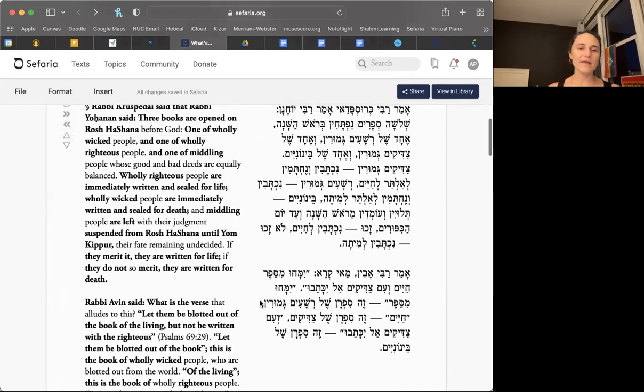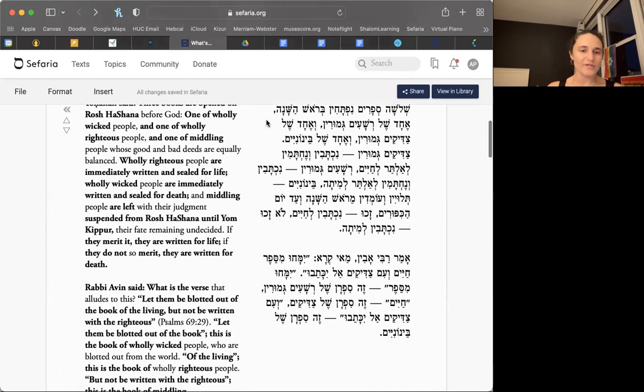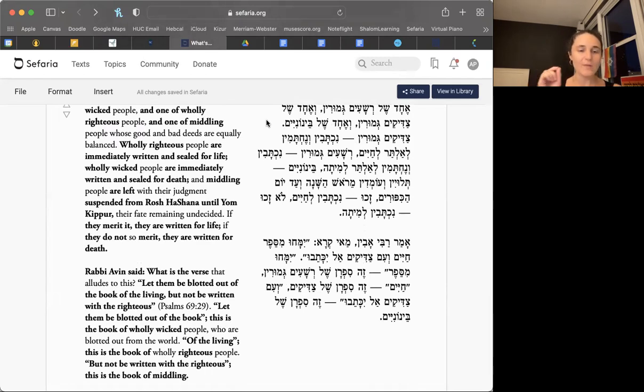So it seems that these three books are opened up, and who knows where everyone is put at the very, very end. But it does seem like most of them are in the middle until Yom Kippur. And if they merit it, they are written in the book of life. And if not, they're written in the book of death. And we no longer really see the book of the middling anymore. And there was actually a commentary on this that said that the people who are still in the middle are going to Gehenna.